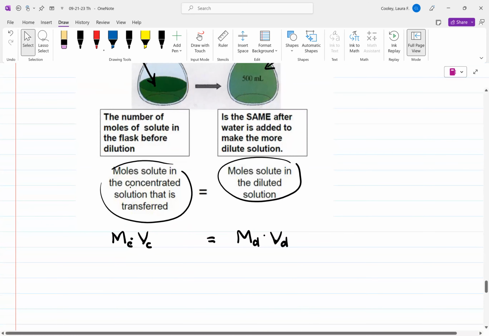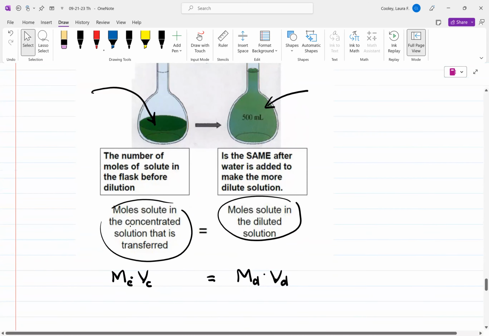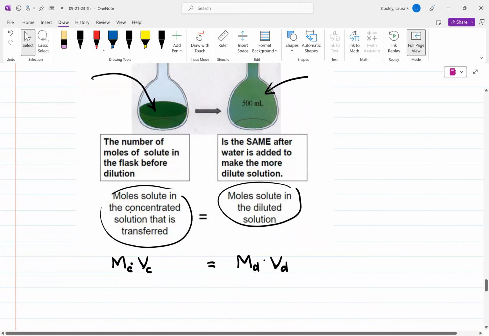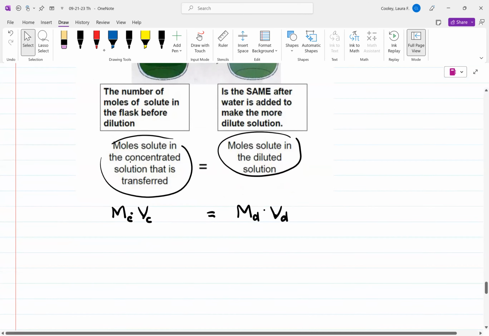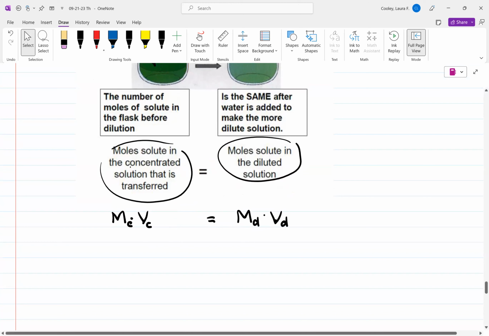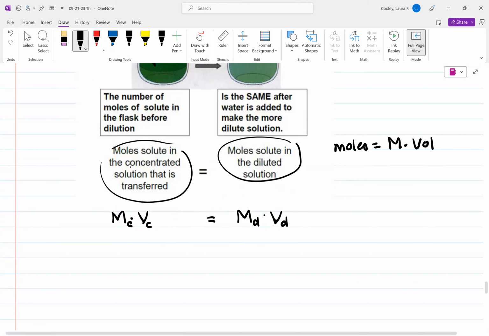So do you understand that the moles of solute is the same in these two flasks? What counts here is the thing that's being dissolved. Adding water doesn't change the amount of solute that was added. And since moles is molarity times volume, we can write this as MCVC = MdVd.